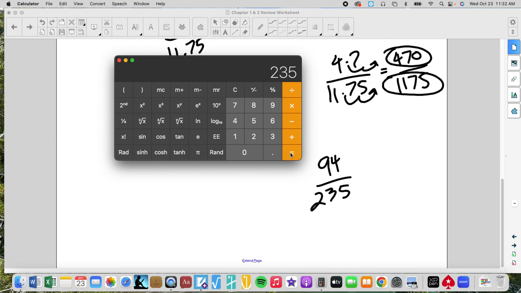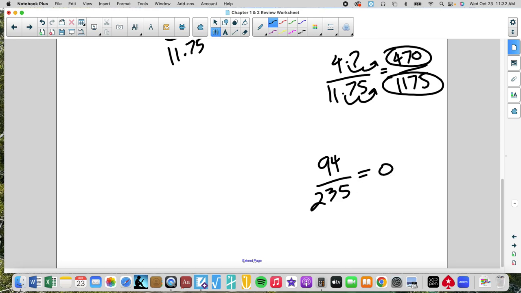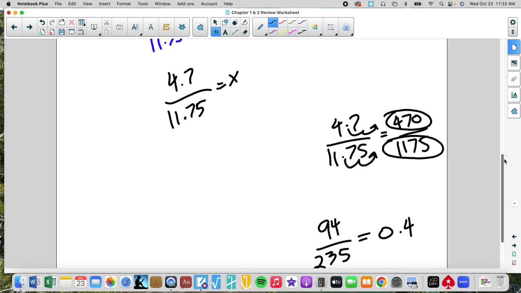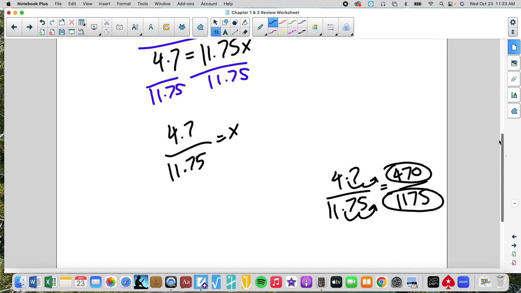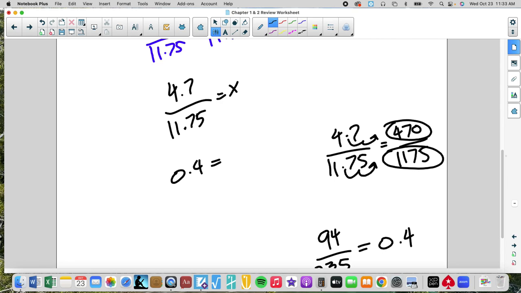That's such a weird number. Does 7, no, 8 go into those? I don't know. Let's see, 94 divided by 235, 0.4, yeah, it did. What would we say, 0.4? 0.4, or 4/10 or 2/5. 0.4 equals x. You also could have said 2/5 equals x.